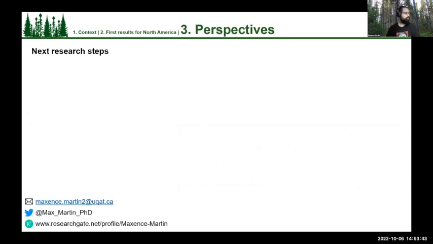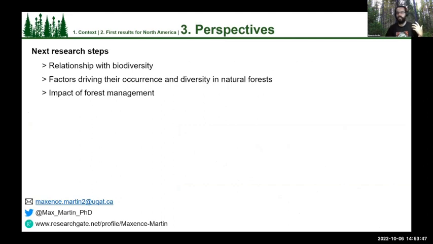So as a conclusion, I would say that the next research step, the first research step, is very similar to what I presented just before, because we're just at the beginning. So we still need to understand the relationship with biodiversity, the drivers affecting the occurrence of tree microhabitats in natural forests, which are reference forests for sustainable forest management. And it's going to help us better understand the impact of forest management on tree-related microhabitats.